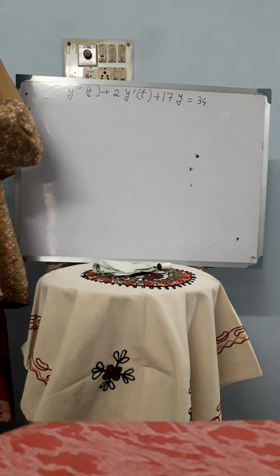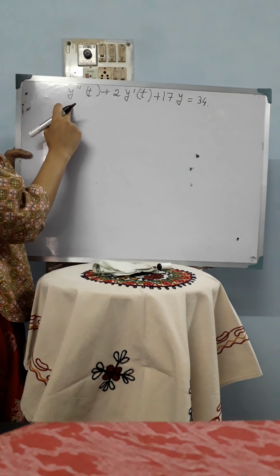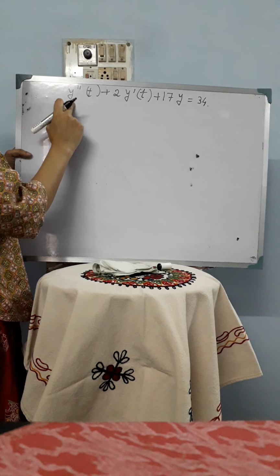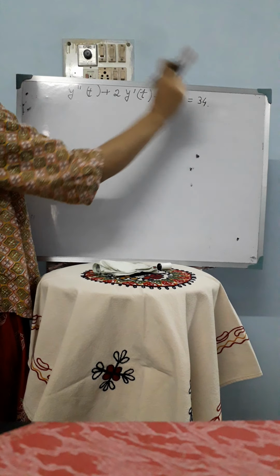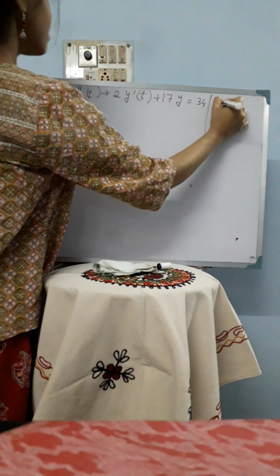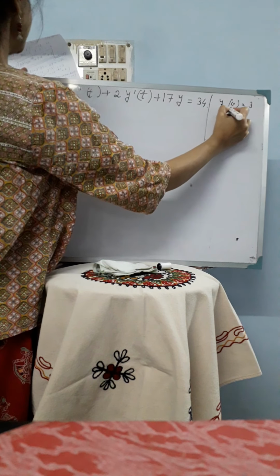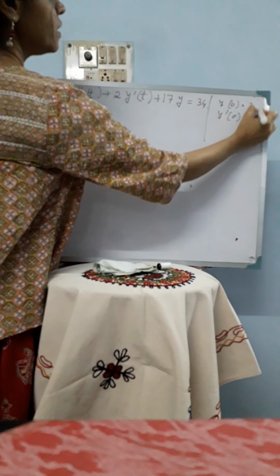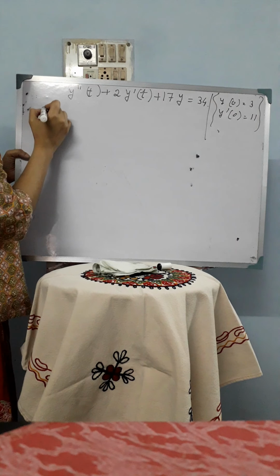Now next we shall consider the example on complex roots. The equation which is given is y double dash t plus 2 y dash t plus 17 y is equal to 34, and the initial conditions are y0 is equal to 3 and y dash 0 is equal to 11. So these are the two initial conditions.